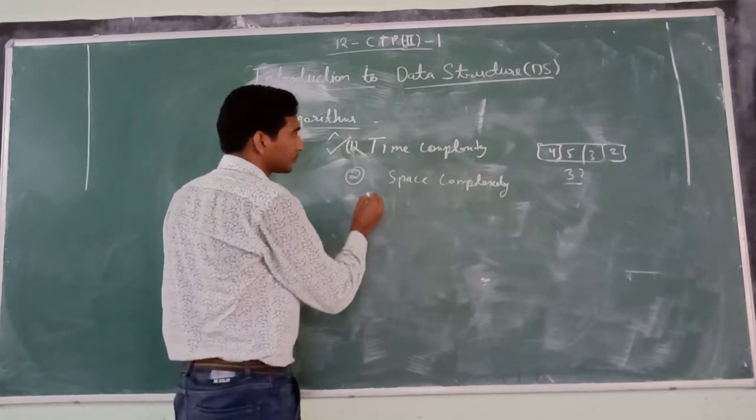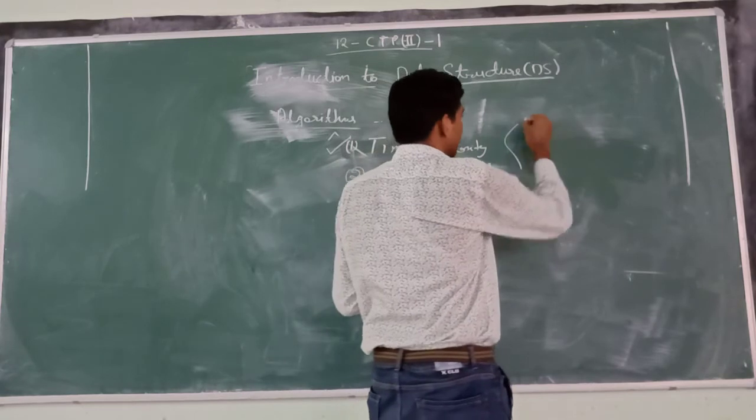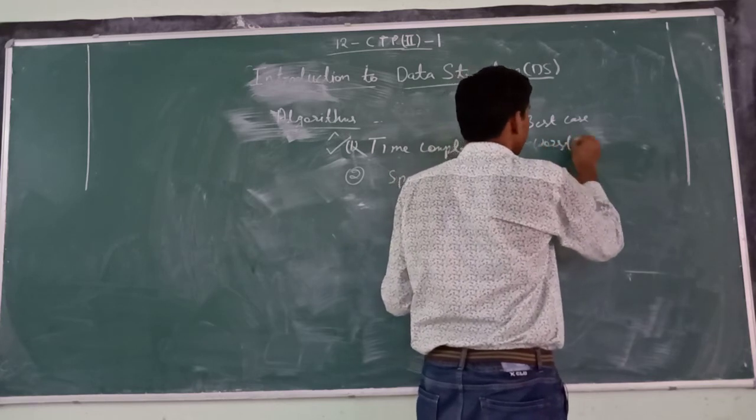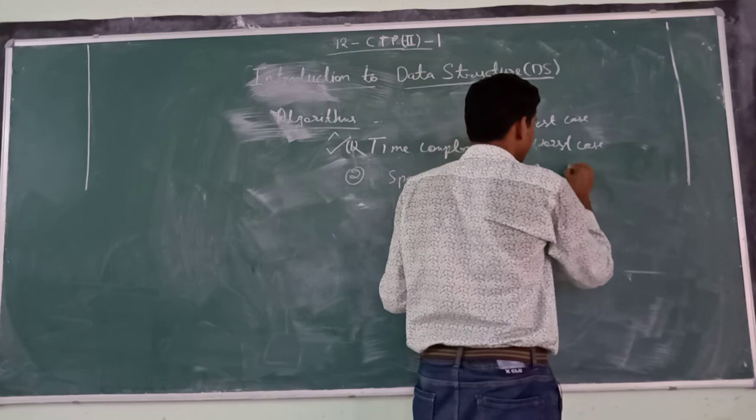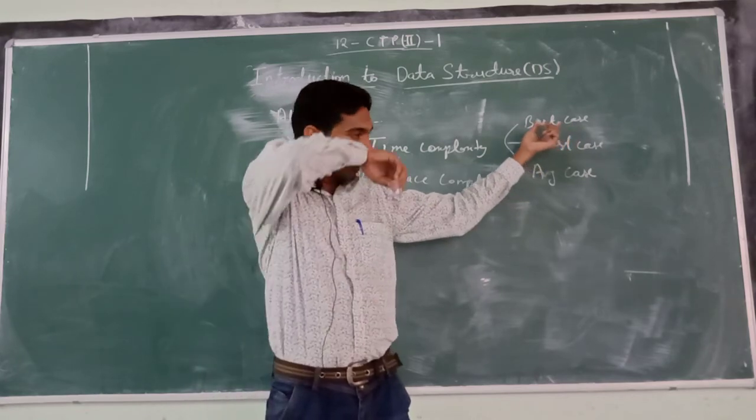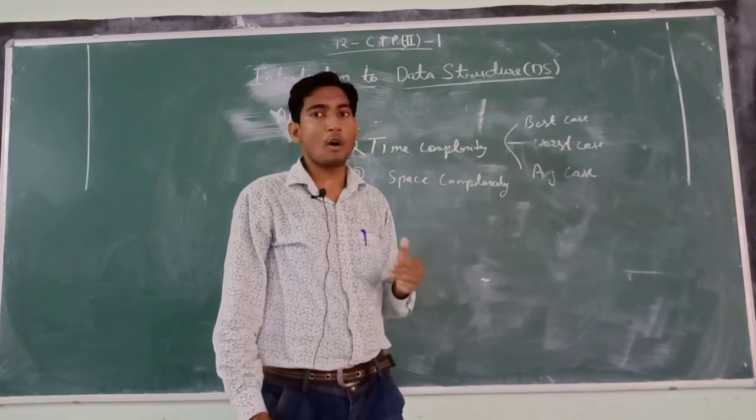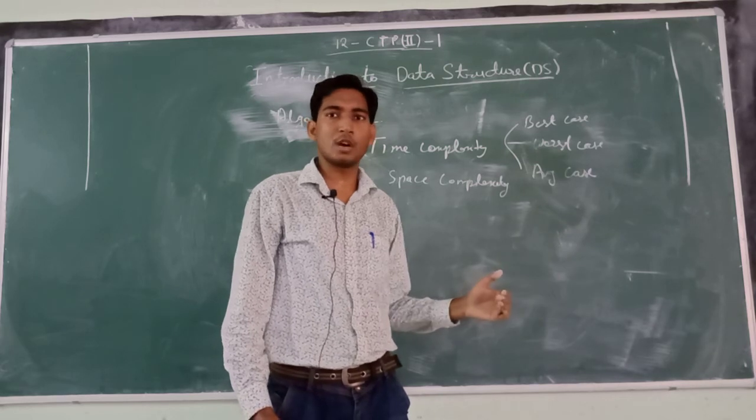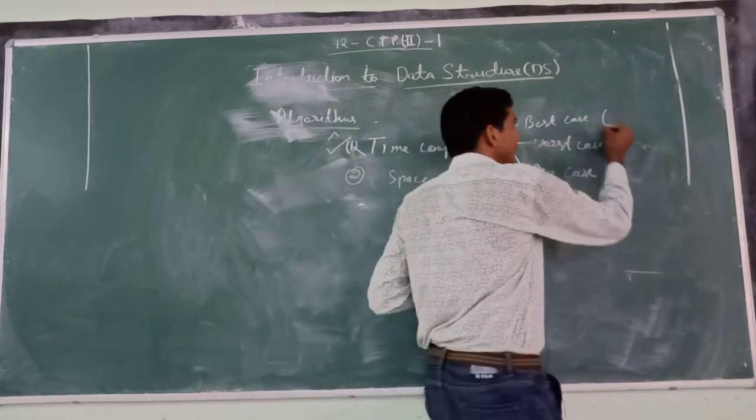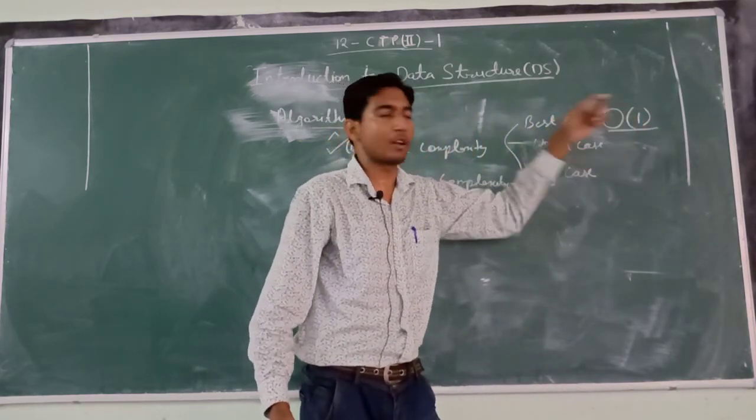Time complexity can also be defined in three cases: best case, worst case, and average case. In the best case, if we find the element at the first position, the time complexity will be just one operation. Time complexity is measured in terms of operations: the more operations you do, the more time it takes. So in the best case, it is big O of 1.